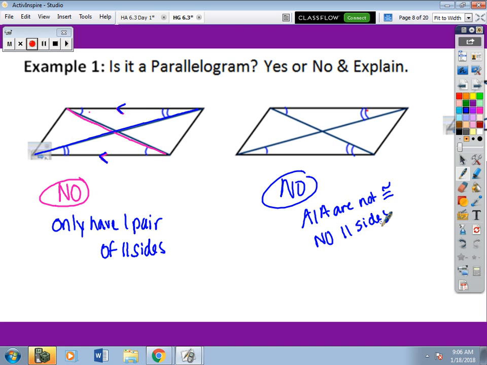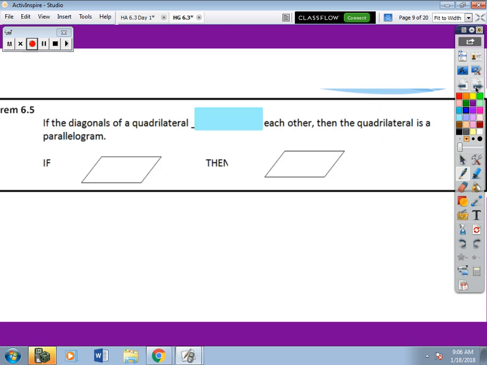So all of these problems were just using the definition of a parallelogram. Does it have two pairs of parallel sides? Now we're going to throw in all of our converse theorems from yesterday. Some of them are on the front, some of them are on the back. So theorem 6.5, again, the numbers are irrelevant. The content is what you want to know. It says, if the diagonals of a quadrilateral bisect each other, then the quadrilateral is a parallelogram.